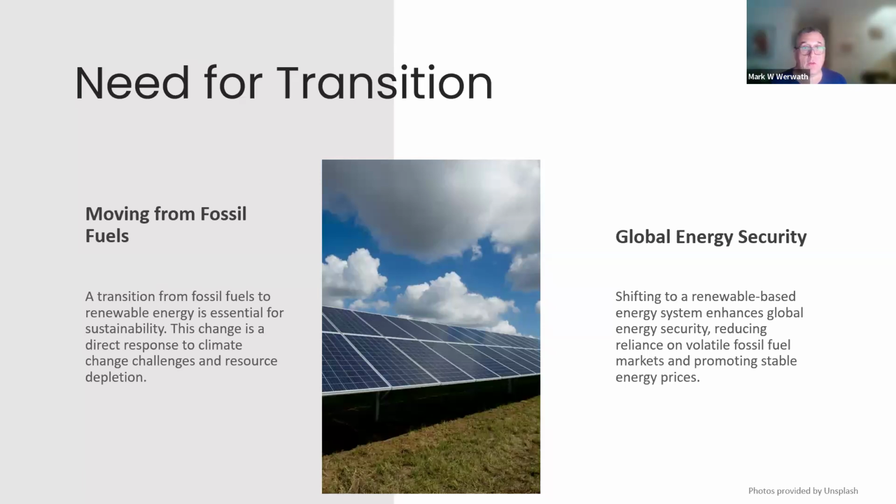We have a need for a transition, right? A transition from fossil fuels to renewable energy is essential for sustainability. This change is a direct response to climate change challenges and resource depletion. Even if it weren't for climate change, we're just running out of cheap oil. We're not running out of oil. We're not running out of natural gas. We're running out of the cheap stuff, the stuff that we can afford, the stuff that we can access, the stuff that's readily accessible without destroying the environment.